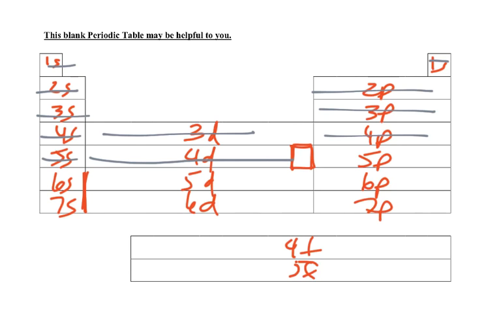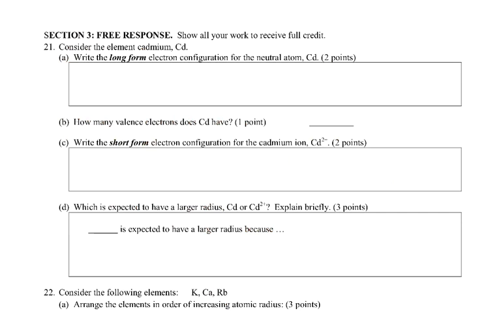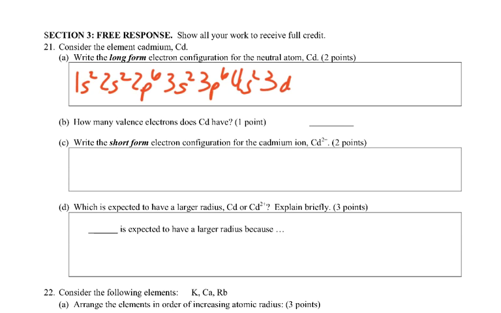I'm going to clean that up a little bit because I might want to use that picture again. Let's go back to cadmium. So we're going to write that in. 1s2, 2s2, 2p6, 3s2, 3p6, 4s2, 3d10, 4p6, and we got to the 5s2, 4d10. And that's where we stopped, right below zinc.